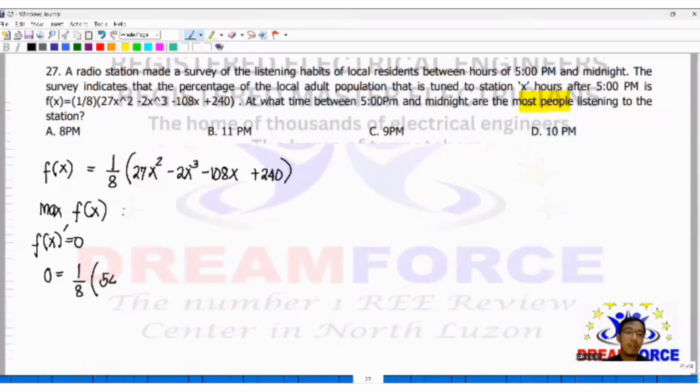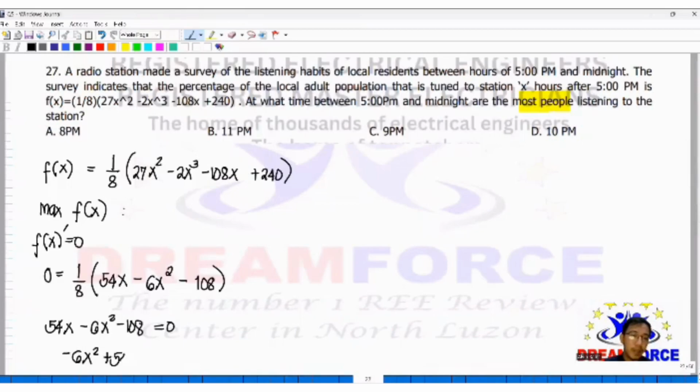27x squared derivative is 54x, minus 2x cubed is 6x squared. Derivative ng 108x is 108. Okay, ito na yung multiplication. Balik ko sa multiply yan. 54x minus 6x squared minus 108 is equal to 0. Simplify lang natin. Negative 6x squared plus 54x minus 108 is equal to 0. Okay, then use mode 5 3 para mahanap yung values ng x.